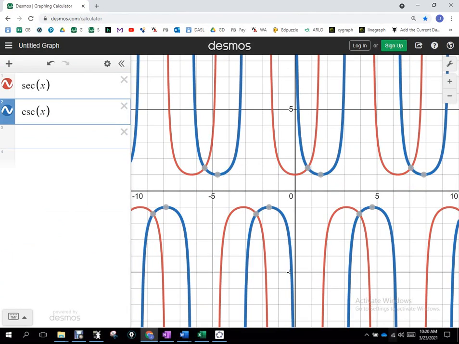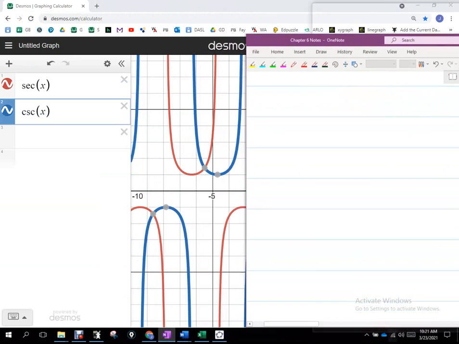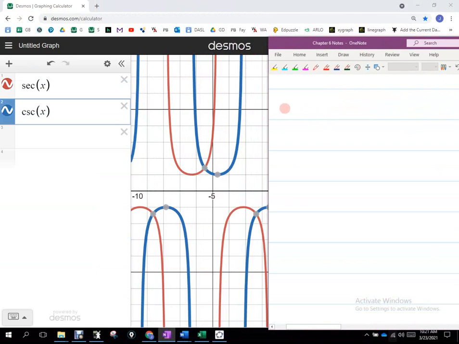Do we see that if we take the blue one and move it pi over 2 units this direction, so add pi over 2 units, it's going to become the red one? Okay. So if I start with secant of x equals cosecant of x, now they don't equal the same. I need to take the blue one and move it pi over 2 units to the left. Okay?